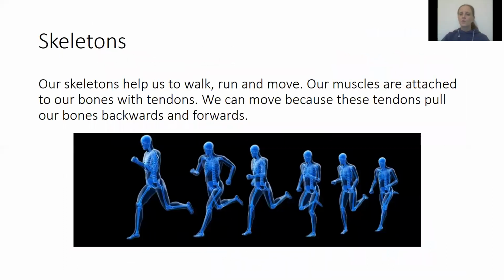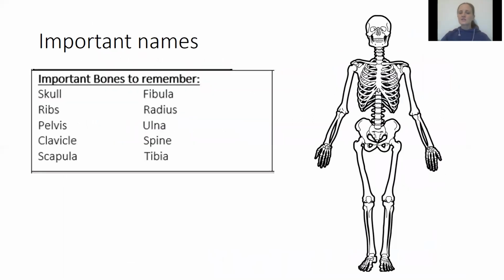As mentioned, we've already spoken about what our skeletons do. So lastly, these were the important bones that we have looked at: our skull, our ribs, our pelvis, our clavicles, our scapula, our fibula, our radius, ulna, spine, and tibia.